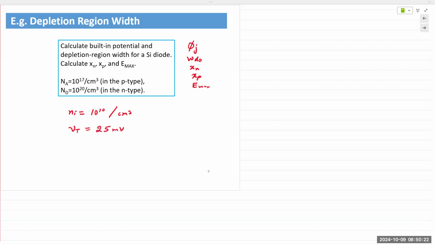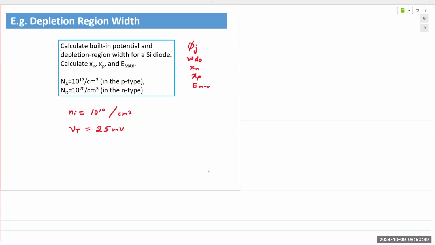Thermal voltage is something that you will see again and again throughout semiconductor devices. And for silicon, well, actually for any semiconductor, thermal voltage would be 25 millivolts. So phi j requires 4 quantities. You simply plug and solve Vt log of Na and Nd over Ni square.